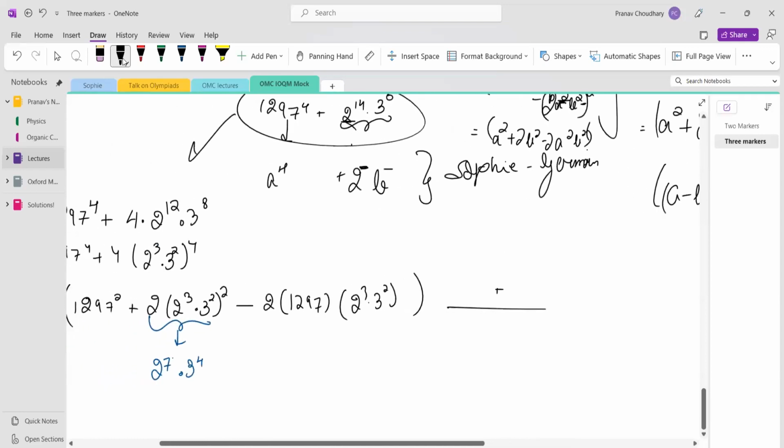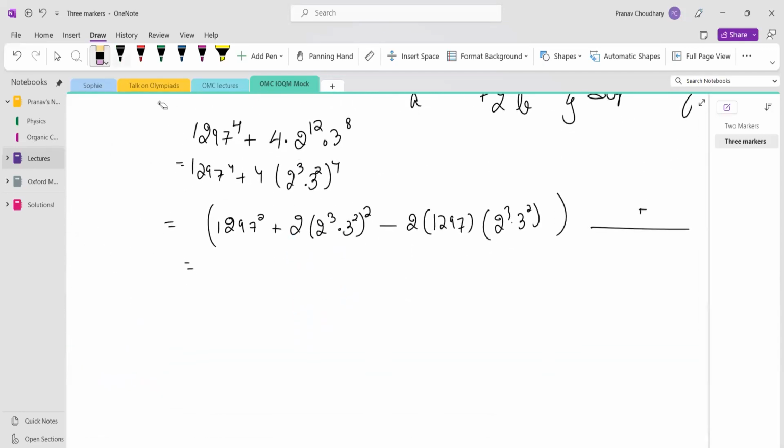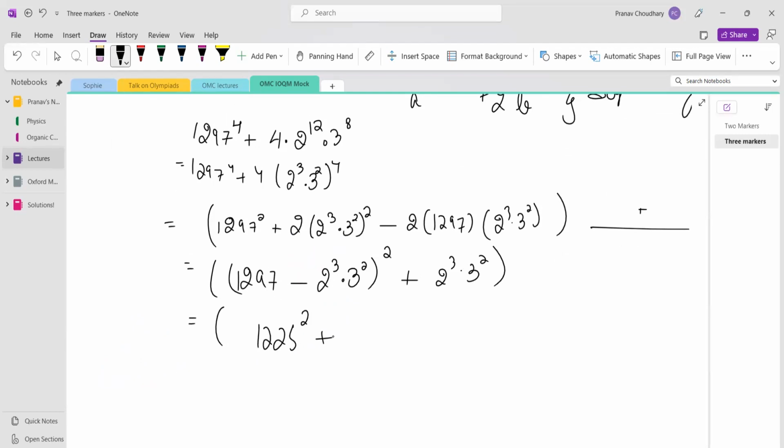So here it would be this thing. I can write this as (1297 minus 2 cube times 3 squared) whole square plus (2 cube times 3 squared). 2 cube is 8, times 9 is 72. So 1297 minus 72 is 1225, squared plus... did I mess up again?